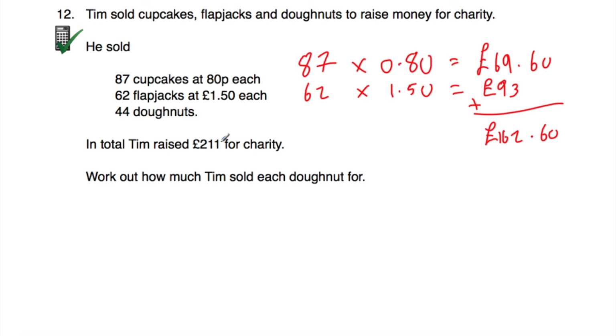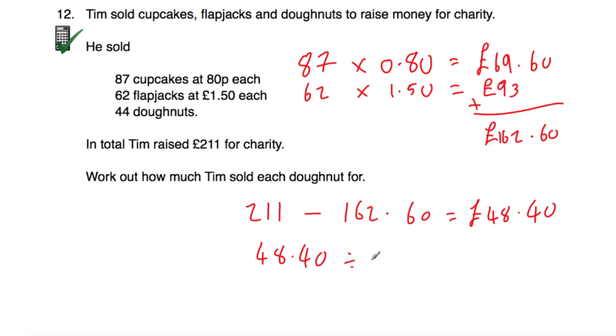Now he raised £211 altogether. So if we now take this away from 211, what's left will be how much money he raised by selling the donuts. So 211 subtract £162 and 60 pence is equal to £48 and 40 pence. So that's how much money Tim made by selling the donuts. Now the question says, work out how much Tim sold each donut for. Now this is how much money he raised by selling 44 donuts. So if we take the £48 and 40 pence and divide that by 44, that'll tell us the amount of money that he sold each donut for. So if we divide by 44, that's equal to £1.10, so £1 and 10 pence. So that's how much he sold each donut for.